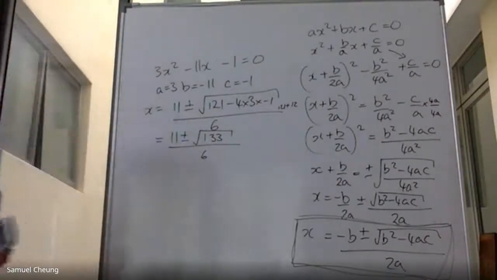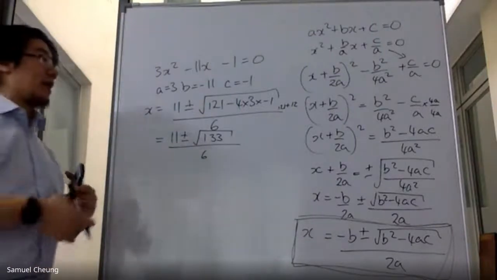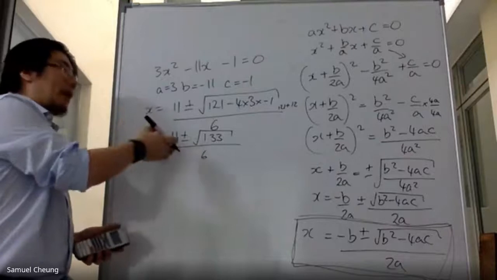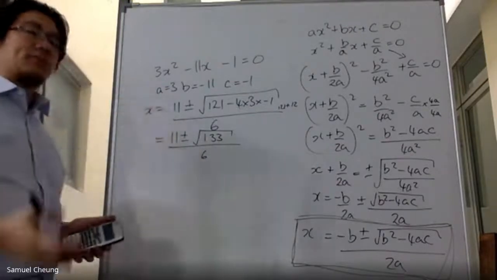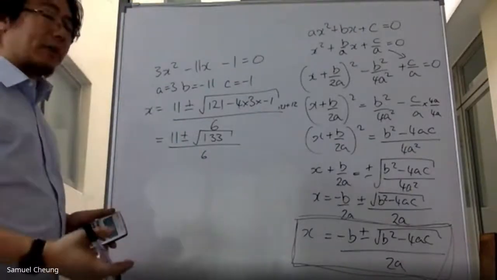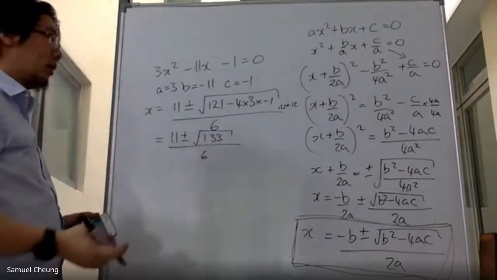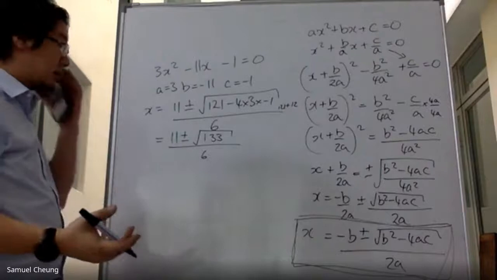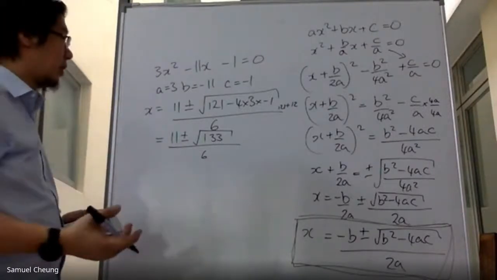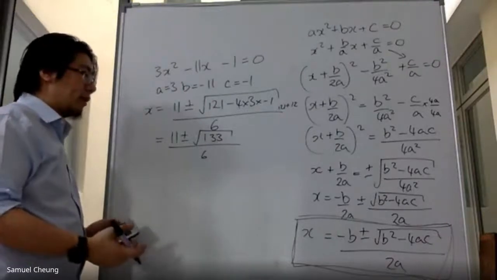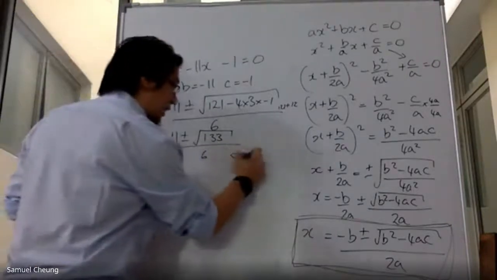If at sixth form level you're asked to find an exact answer, that's your exact answer. And what I mean by that is that when we put it into decimal form, we have to round it. The root of 133 is not a nice whole number, so when we put this into our calculator, we're going to have to round it. So this is what's called an exact answer.